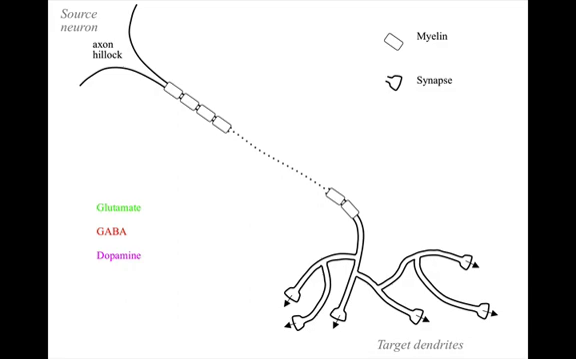Pyramidal neurons are called glutamatergic because they release glutamate at all of their synapses. And very often, the effect of glutamate is to increase the probability that the target neuron will produce its own action potential. And pyramidal neurons are therefore called excitatory. Other cortical neurons, called interneurons, release GABA at all their synapses. And very often, the effect of GABA is to reduce the probability that the target neuron will produce its own output. And interneurons are therefore called inhibitory.